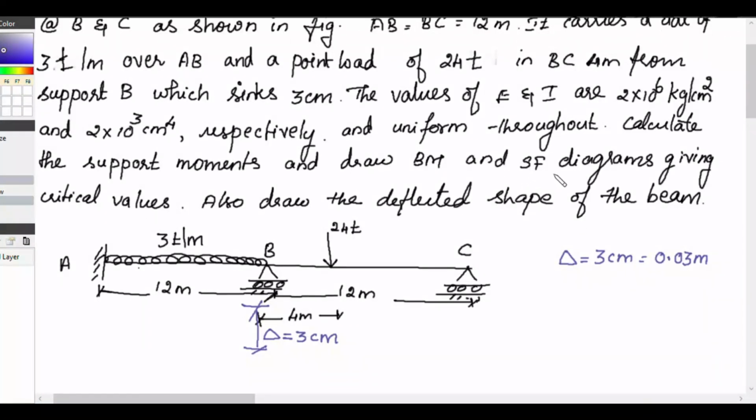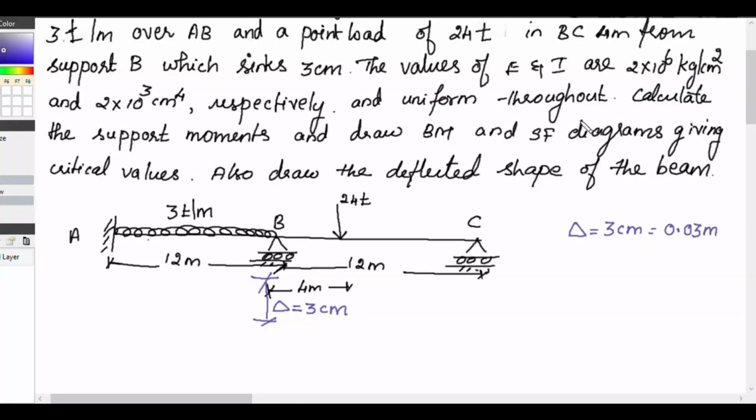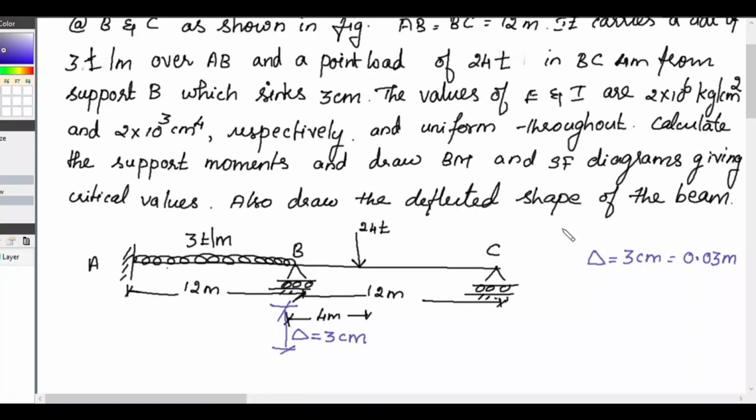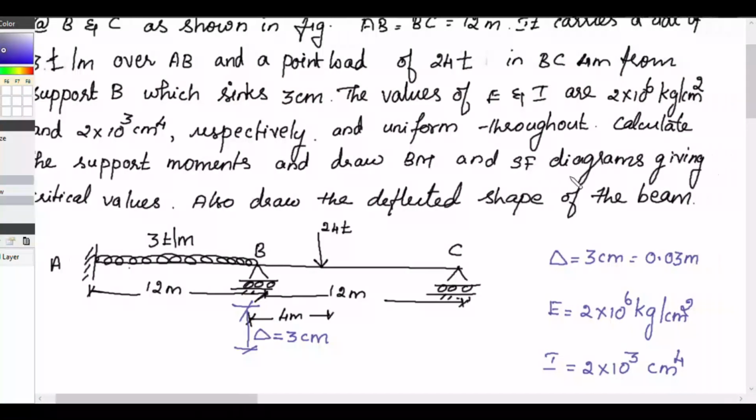Now the values of E and I are, the value for E is given as 2 into 10 raised to 6 kilogram per centimeter square and value of I is given as 2 into 10 cube centimeter power 4. We are asked to calculate the support moments and draw bending moment and shear force diagrams giving critical values. Also draw the deflected shape of the beam.